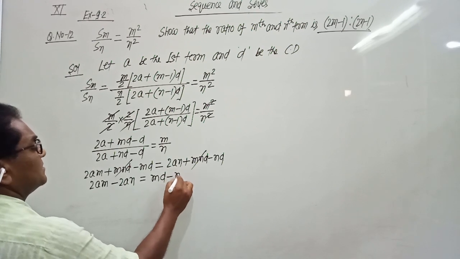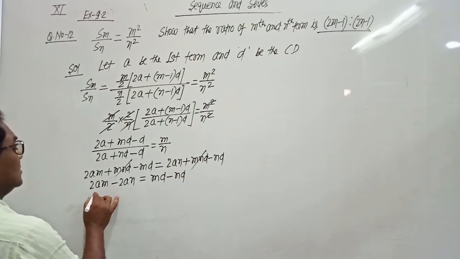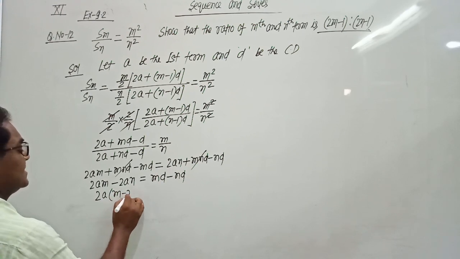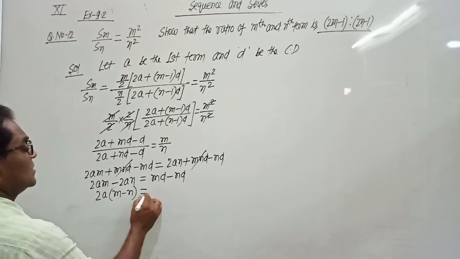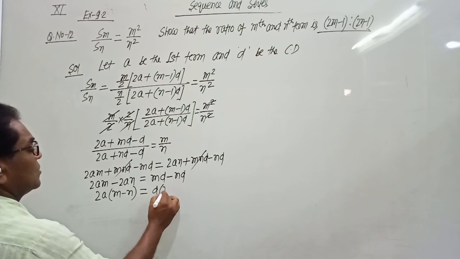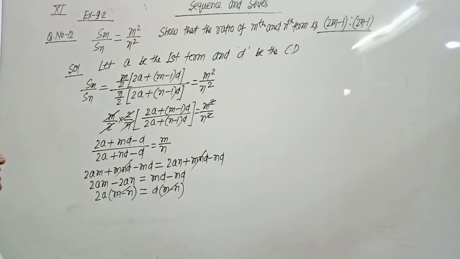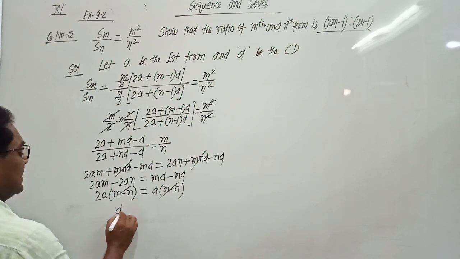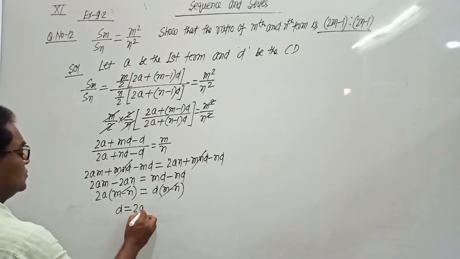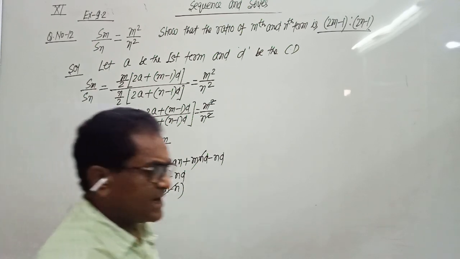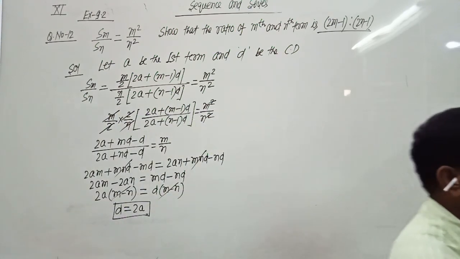md minus nd. 2a is taken common. So 2a(m minus n) equals d is taken common, d(m minus n). m minus n gets cancelled. And we get d equals 2a. The value of d we calculated: d equals 2a.